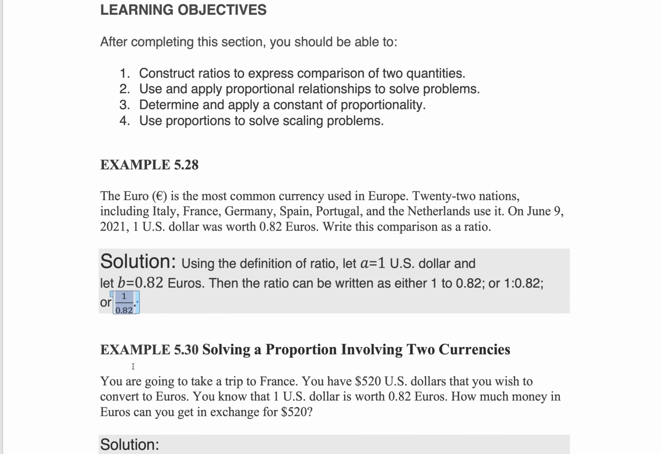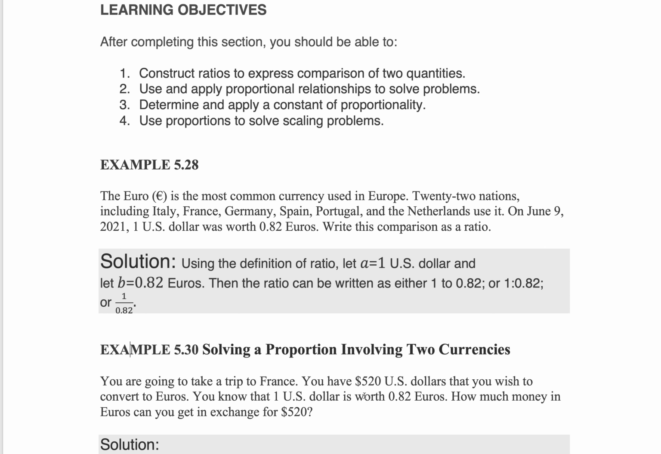Now let's take a look at how the ratio really works. Let's say you are taking a trip to France, which is a major part of Europe. You have $520, and you clearly want to convert it to euros. You do know $1 is 0.82 euros, like the example we just did. You want to see how much money you would get in euros when you convert $520.